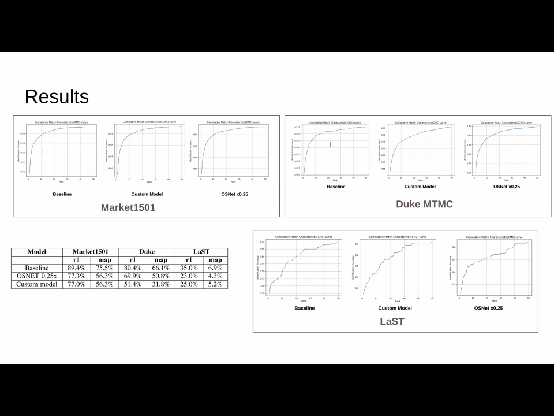So the baseline has 24 million parameters because it uses ResNet. Meanwhile, OSNet has 2 million parameters and the custom model has 6 million parameters. The feature vector for the baseline is 2048 elements long. For OSNet, it's 1000 and the custom model is 960.